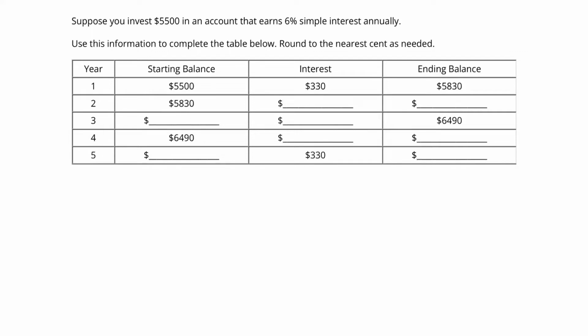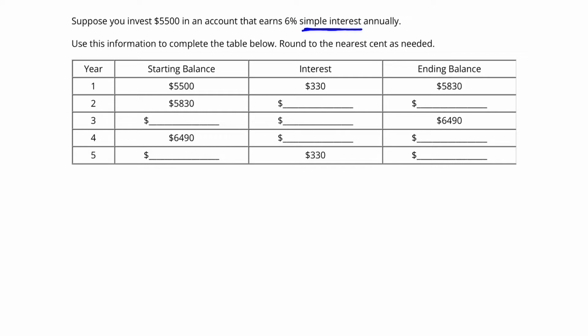Suppose you invest $5,500 in an account that earns 6% simple interest annually. Use this information to complete the table below. Round to the nearest cent as needed. So the goal of this problem is to take a table sheet, like a balance sheet, and look at what happens to an account if you're earning simple interest on that account.